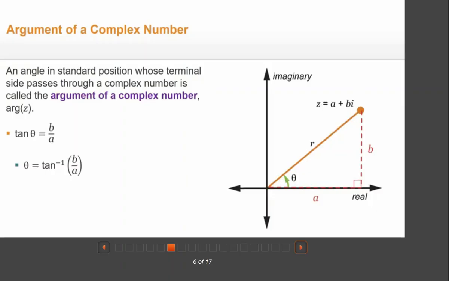This example shows a complex number in the first quadrant only. What if we needed to find the arguments for a complex number in the other 3 quadrants? Recall that tangent is positive in quadrants 1 and 3, but negative in quadrants 2 and 4. We'll keep this in mind as we're finding the argument of a complex number in each quadrant. Let's look at specific cases of complex numbers in every quadrant.